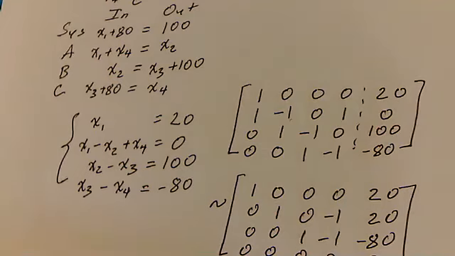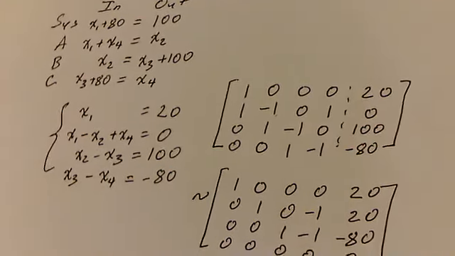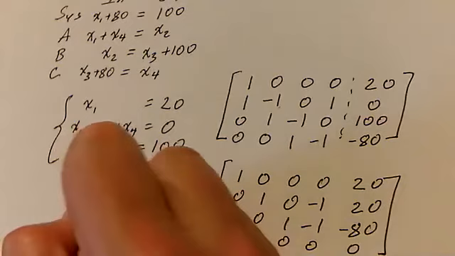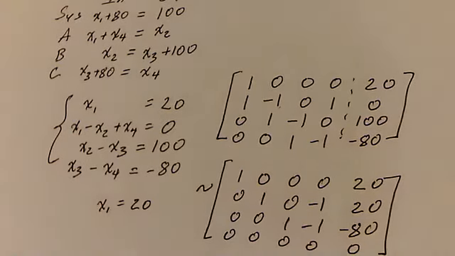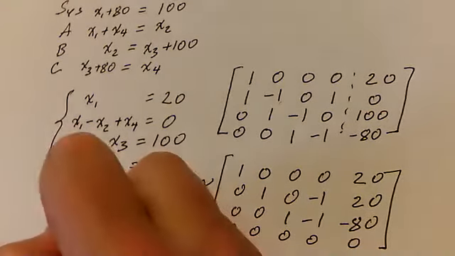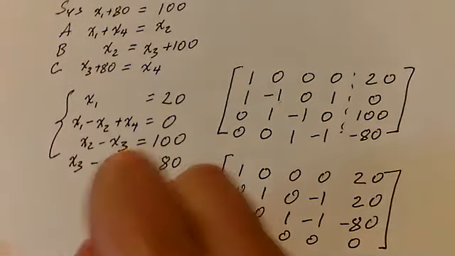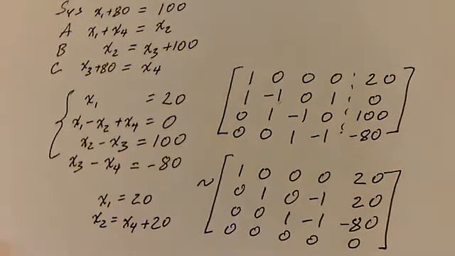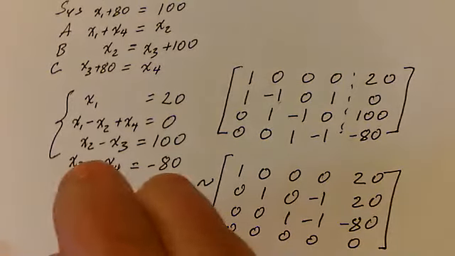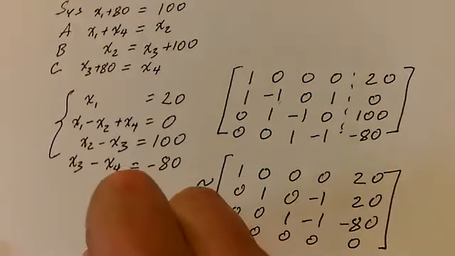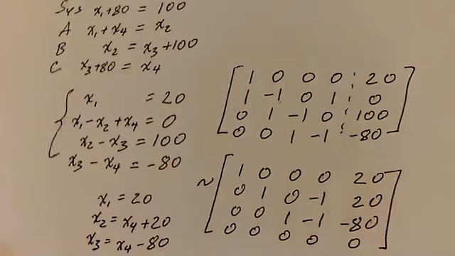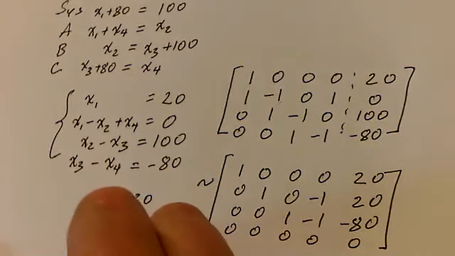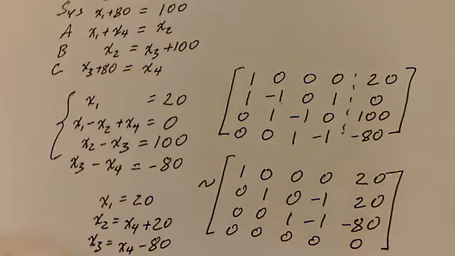So using that result now, I can write my solutions to this system. I'm going to have x1 is equal to 20, no matter what. x2 is going to be equal to x4 plus 20. x3 is going to be equal to x4 minus 80. And then x4 is going to be free. Now, there are some limits on x4, though.